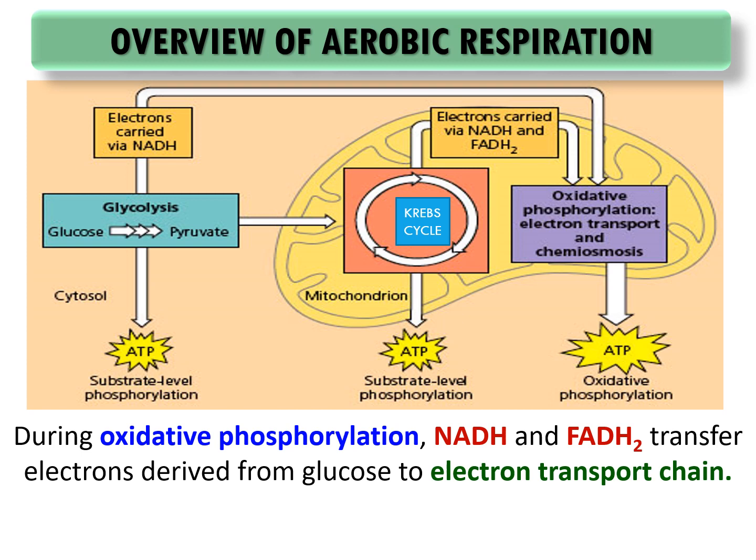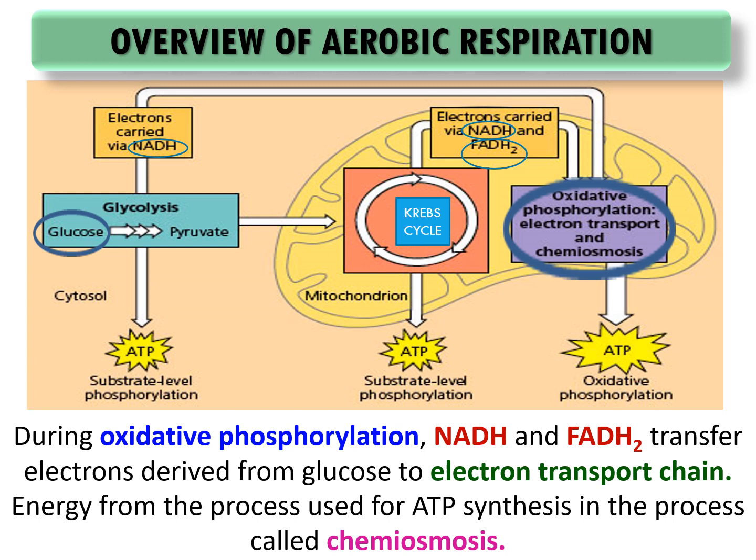During oxidative phosphorylation, NADH and FADH2 transfer electrons derived from glucose to the electron transport chain. Energy from the process is used for ATP synthesis in the process called chemiosmosis.